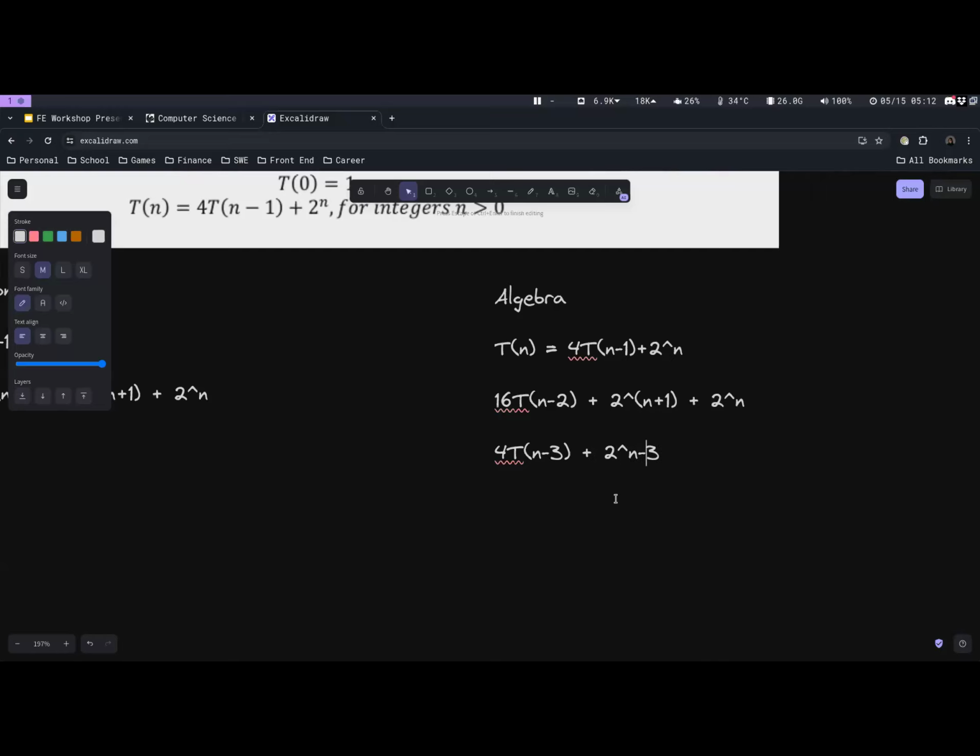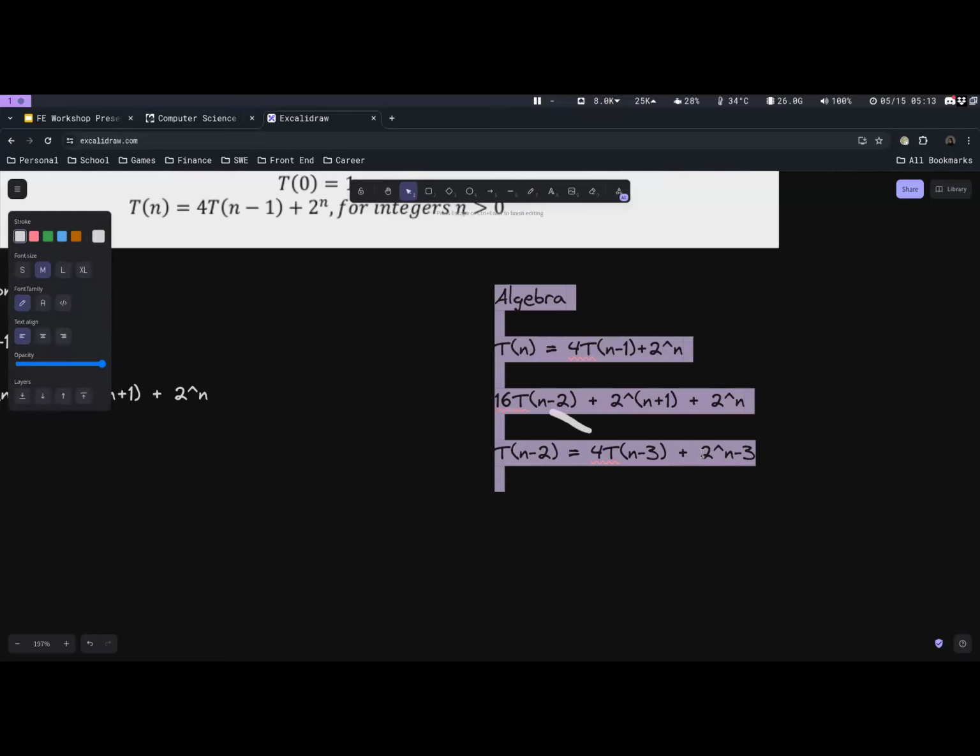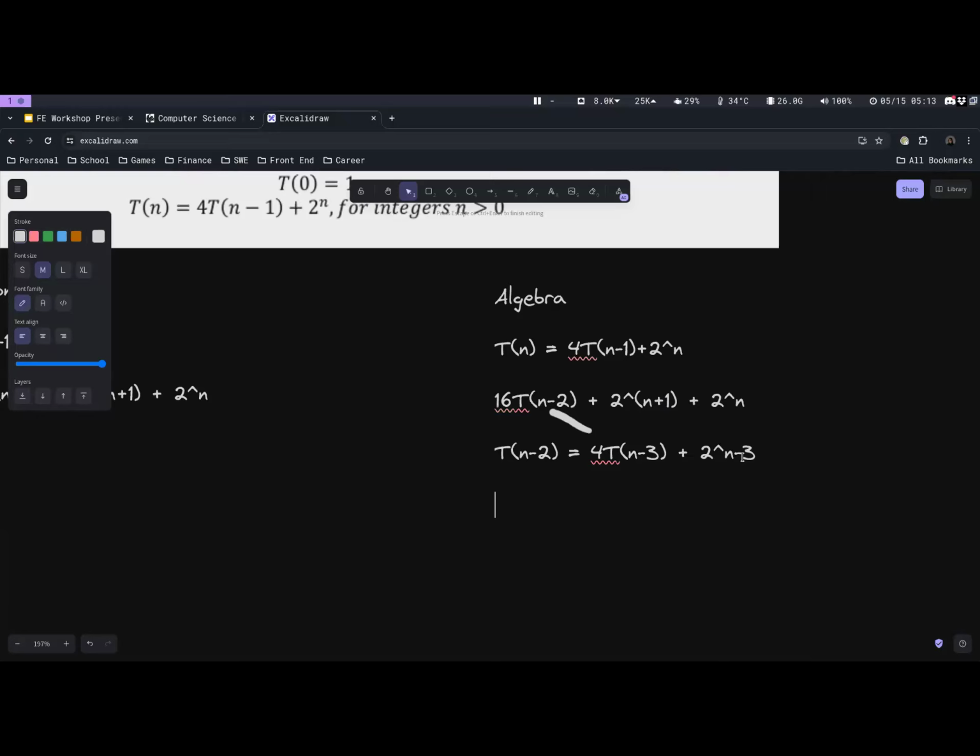Cool. Great. So this is what t of n minus 2 equals. Sorry, guys. But this is what t of n minus 2 equals. So now we have this to go ahead and plug in for this. So that is what we are going to do. Moving this down, we now have 16 times this whole equation right here that I'm highlighting, which is going to be 4t of n minus 3 plus 2 to the n minus 3.